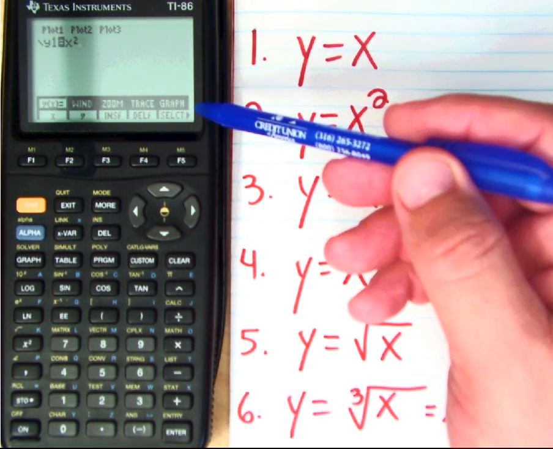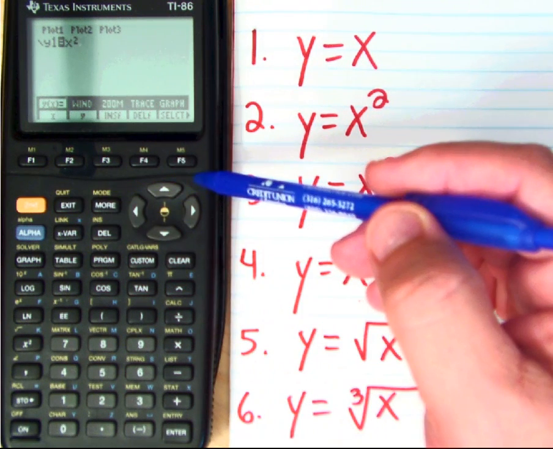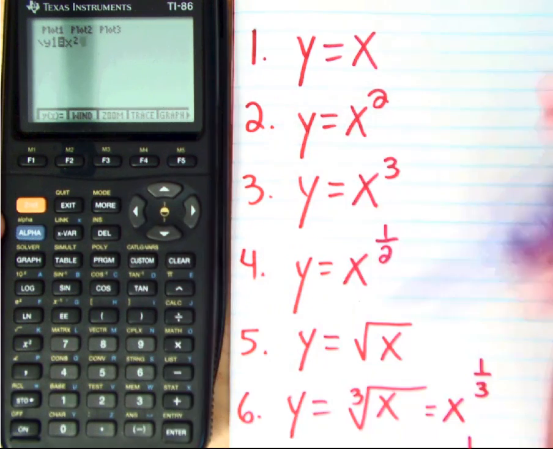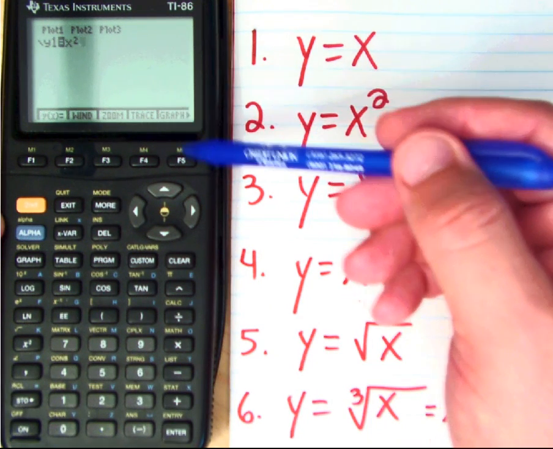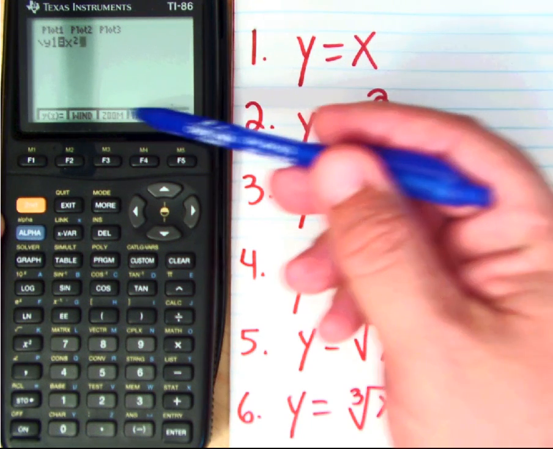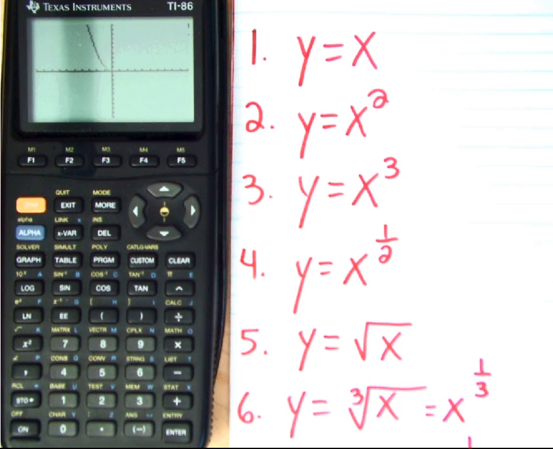It won't always be in the second menu, so you can't memorize that it's going to be second F5 every time. If I push exit, now my graph is down on the first line, and all we have to do is push the F5. That's why you have to get used to interpreting how to access this menu. So I'll push F5, and there's my x squared.